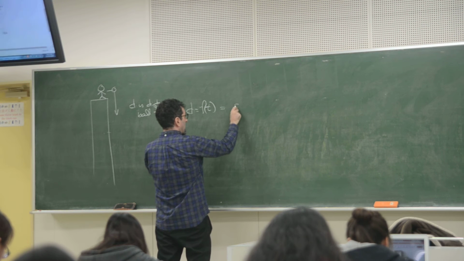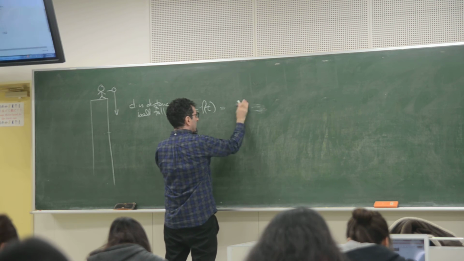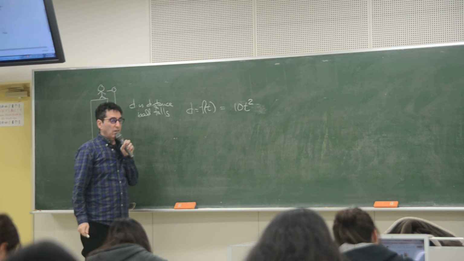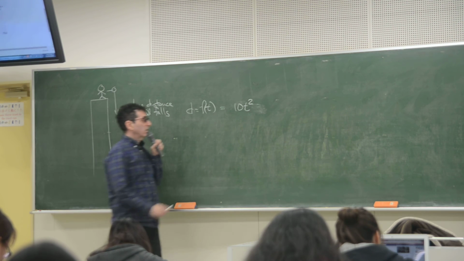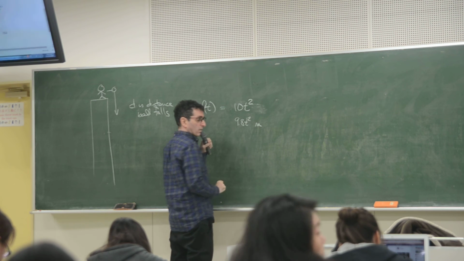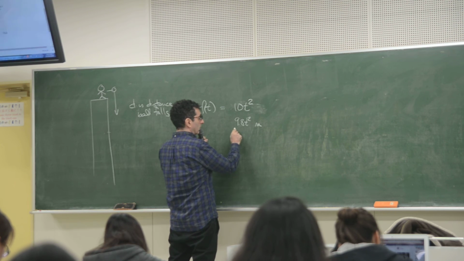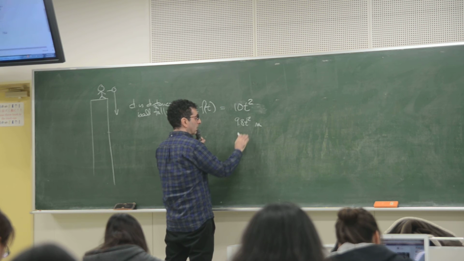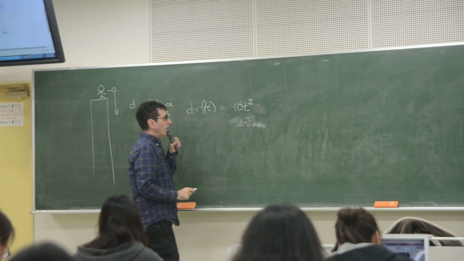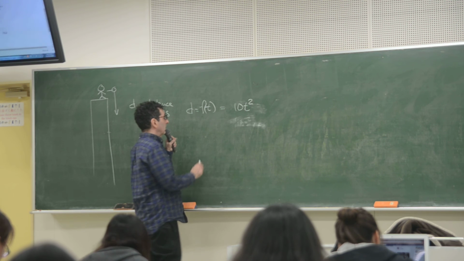Is it 5t? Or is it 5t plus 3 or whatever? Well, we're going to say that the correct answer is 10t squared. Okay, now the better answer is 9.8 t squared, and that means meters. So 9.8 t squared meters. But I don't want to deal with 9.8, so I'm just going to approximate that as 10. And so what does that mean?